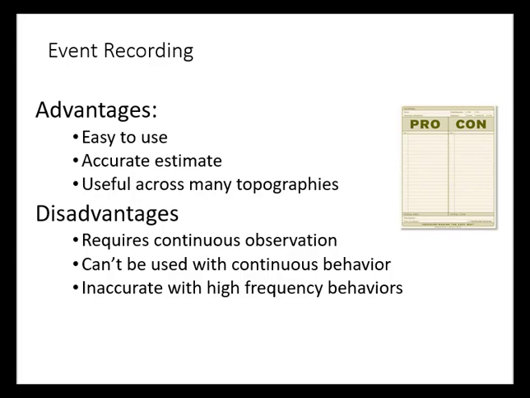Event recording has some disadvantages and some advantages. The primary benefits are that it's easy to use and generally fairly accurate. It's also useful across many topographies of discrete behaviors. The drawback is that you have to watch continuously or you'll miss a behavior. It also can't be used with continuous behaviors that last a sustained amount of time. Finally, when a behavior happens with a very high frequency, one's accuracy in using event recording decreases substantially.